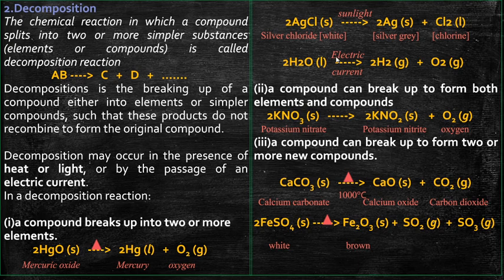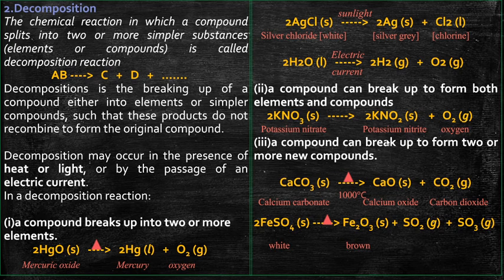Okay, this is the first category, where a compound breaks up into two or more elements. This is by heating, this is by means of sunlight, and this reaction occurs in the presence of electric current. Second one is where a compound can break up to form both elements and compounds. One compound decomposes to form an element as well as a compound. Here we are taking an example of potassium nitrate. This potassium nitrate undergoes decomposition to produce potassium nitrite, and it also gives oxygen.